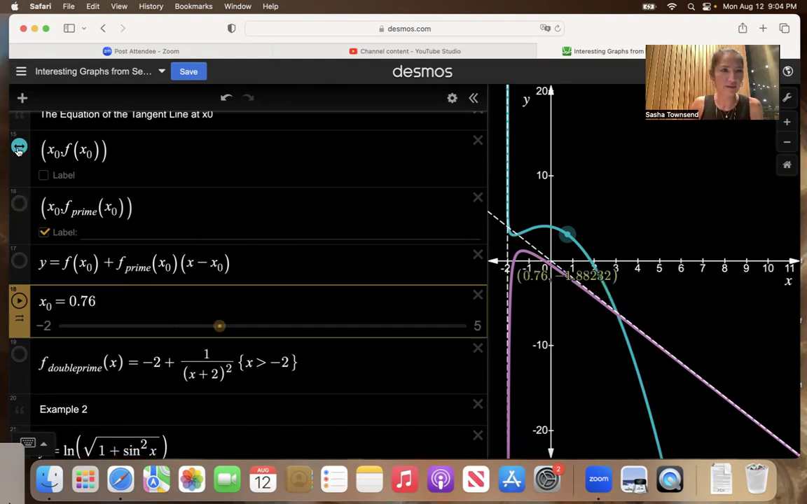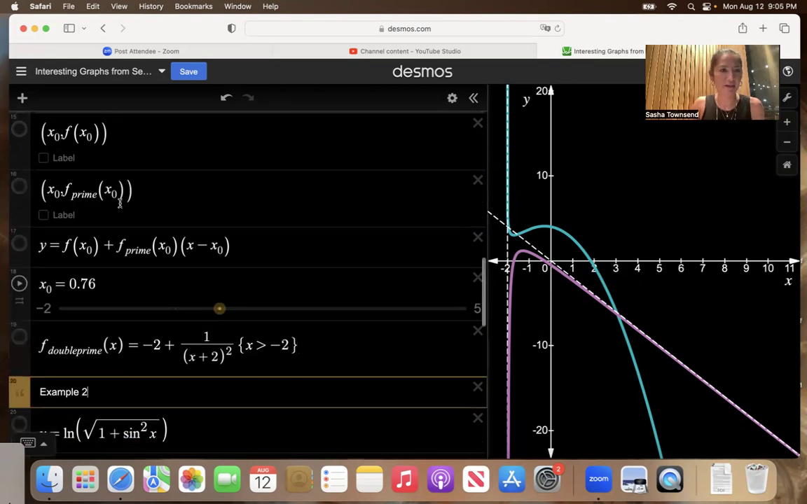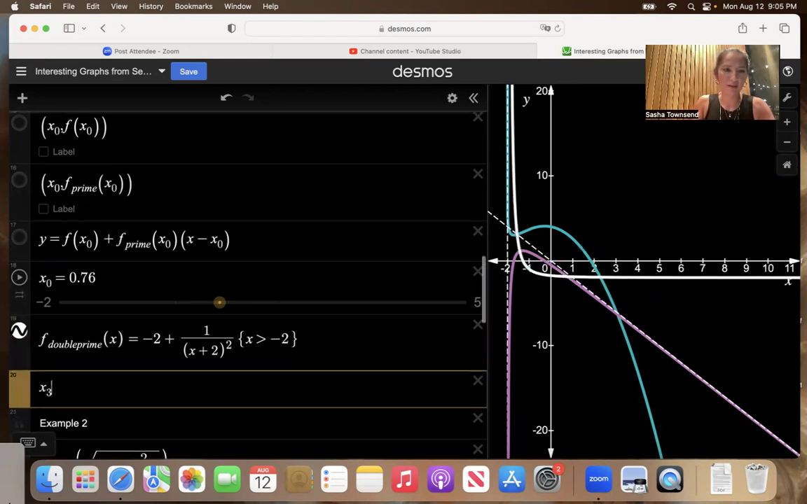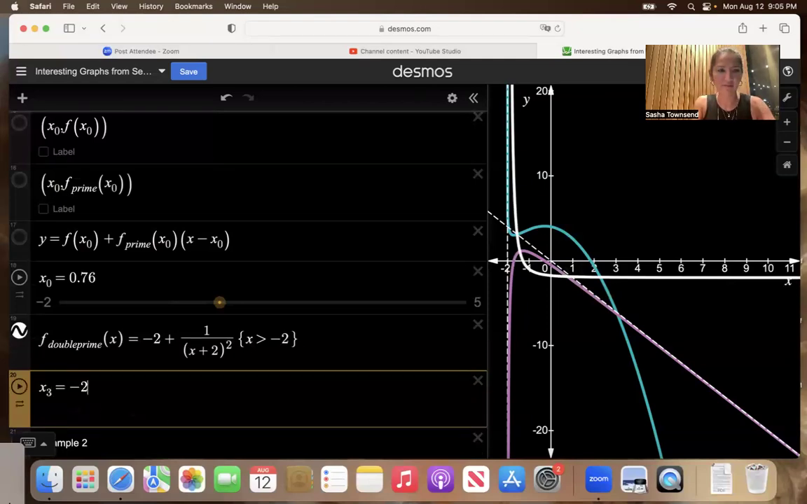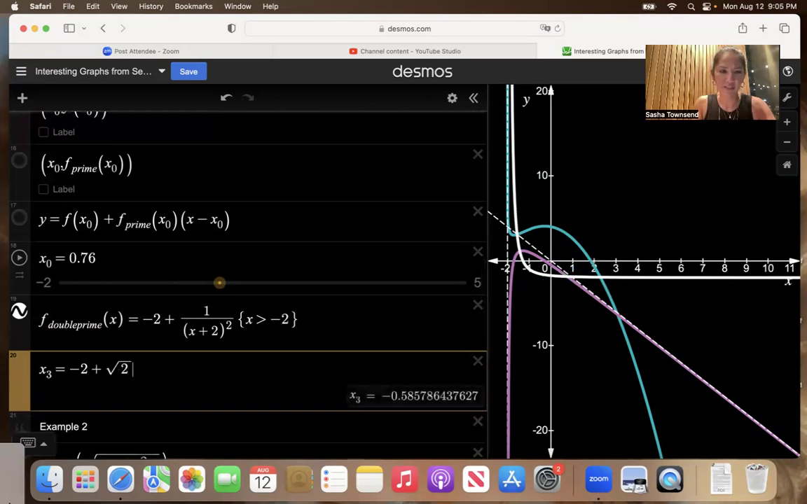Now I don't want to graph x naught and f at x naught, or f prime at x naught right now. I think I want to look at f double prime. I'm going to graph that. And then I want to graph my function at x sub 3, which is that root of f double prime. So that was -2 plus the square root of 2 divided by 2.